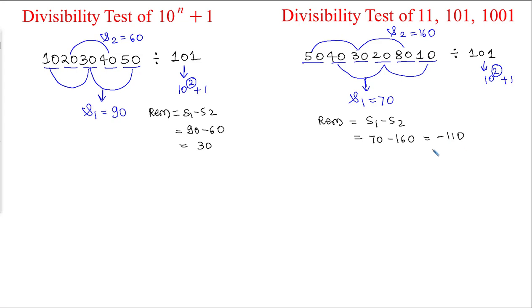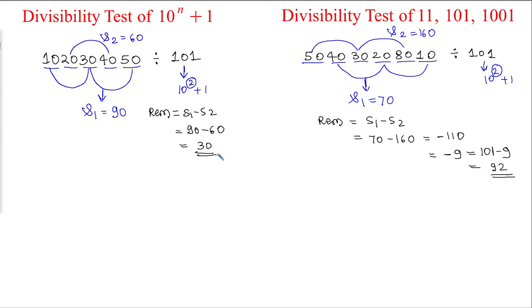So now let's convert. The remainder is minus 90, which is a negative remainder. How do we convert a negative remainder into a positive remainder? We are dividing this number by 101, so 101 minus 90 is equal to 11. 11 is the positive remainder here. So the answer is 11.